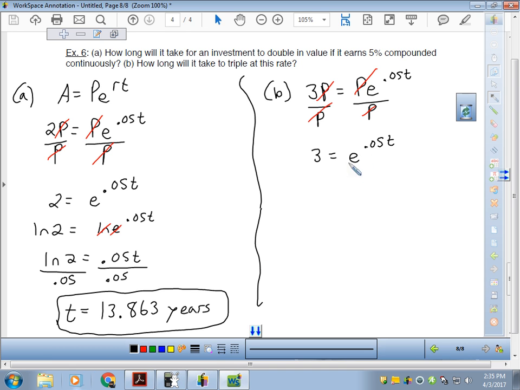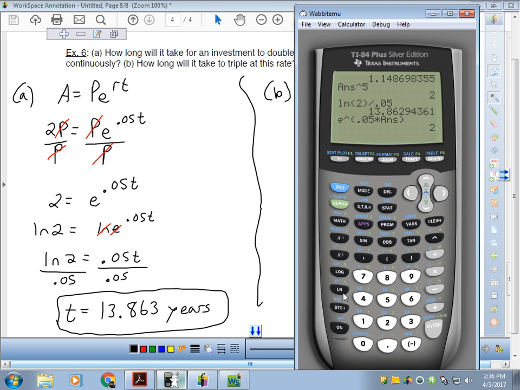To get rid of your e, we're going to need to use an ln on both sides. So ln of 3 equals ln of e to the 0.05t. The ln and the e cancel each other out. So ln of 3 equals 0.05t. Divide both sides by 0.05. So ln of 3 divided by 0.05 is 21.972.